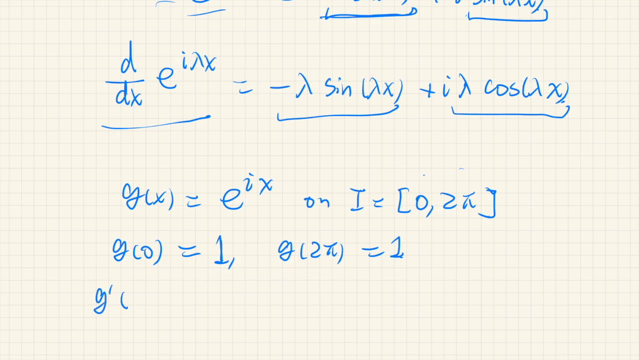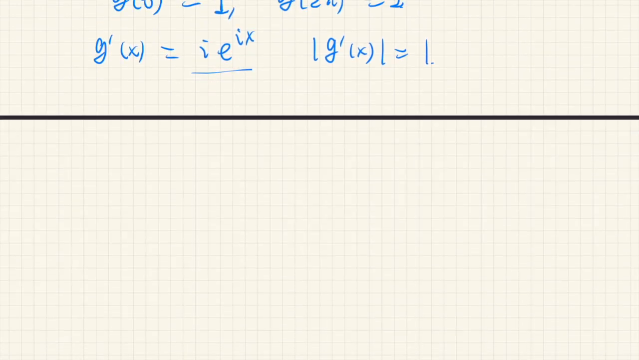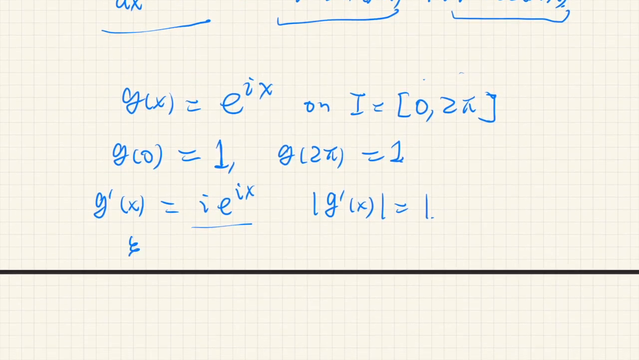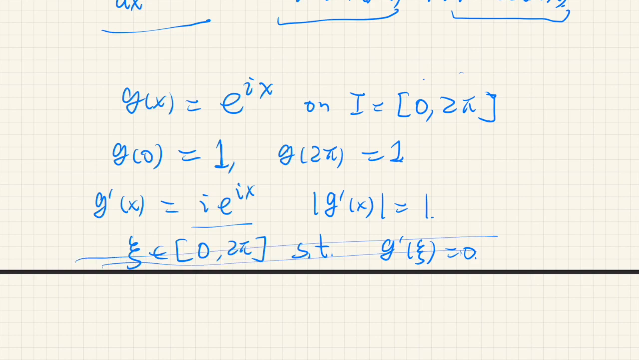However, the derivative of this function is this, i exponential of ix. And the modulus of the derivative is always 1 because of this. So there is no, let's say, xi in this interval such that g prime of xi is equal to 0. So there is no such value. So that means the mean value theorem doesn't hold for this function.